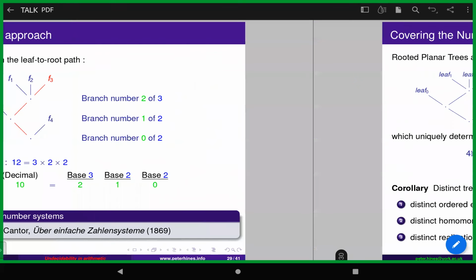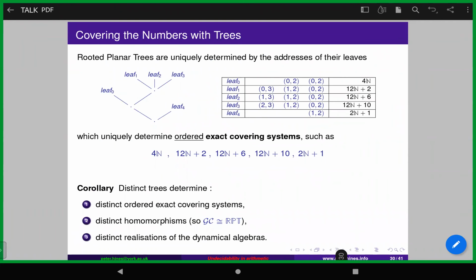Okay, so we've got a neat correspondence. We've got rooted planar trees, which are of course uniquely determined by the addresses of their leaves. The addresses of their leaves are uniquely determined by counting systems, ordered exact covering systems on the natural numbers. So each distinct tree determines a distinct ordered exact covering system, which determines a distinct homomorphism. So what we get is that our operad of generalized conjunctions is indeed freely generated. And also each tree is going to determine a distinct realization of a dynamical algebra.